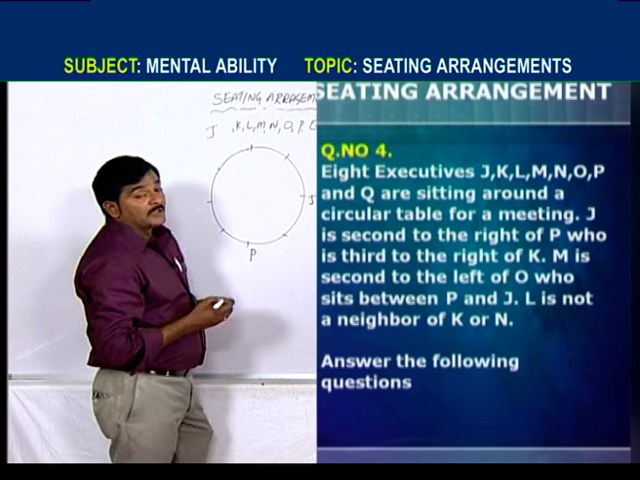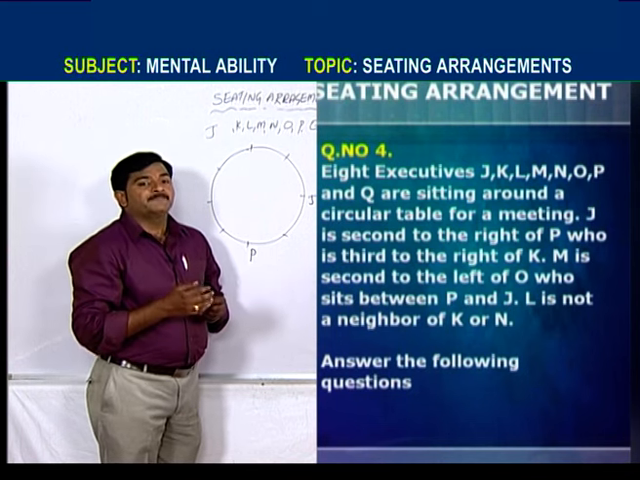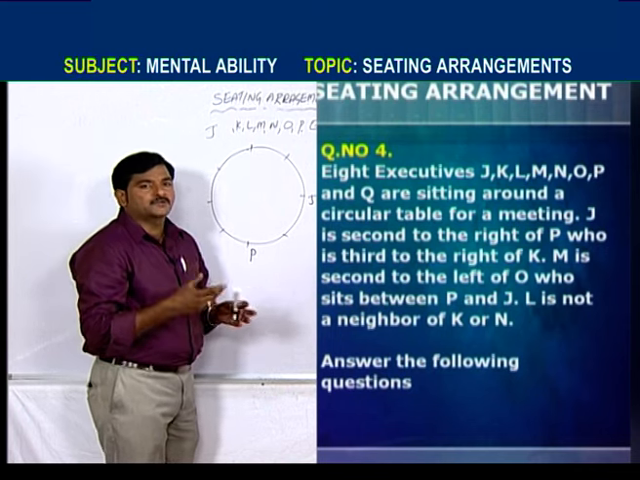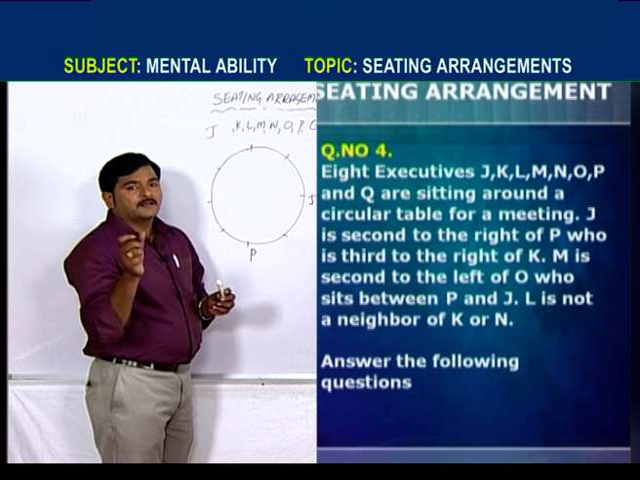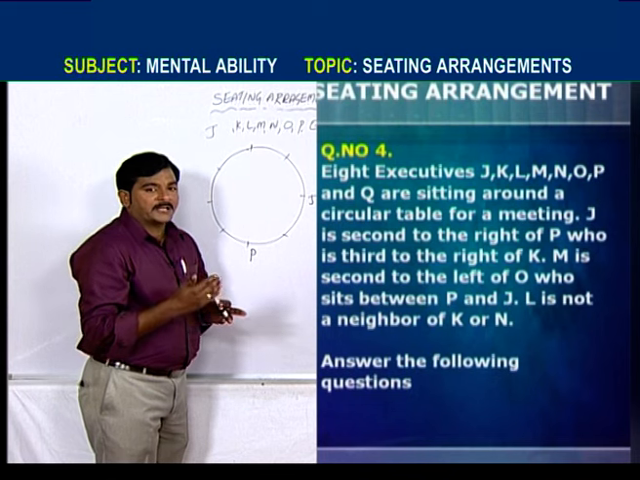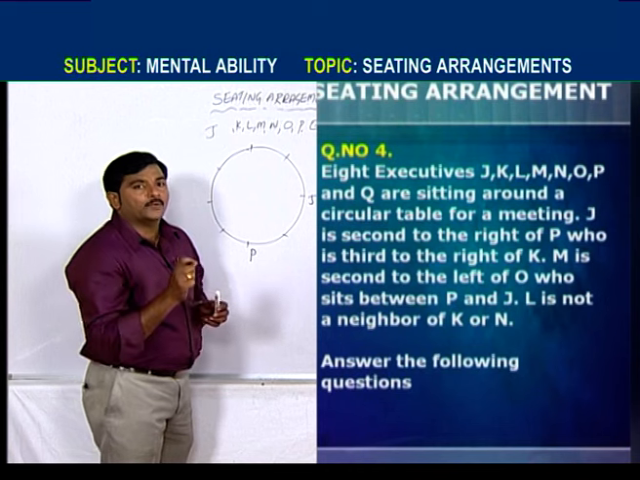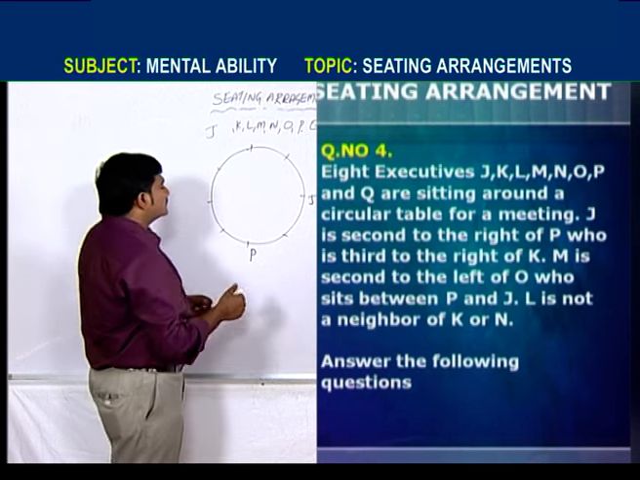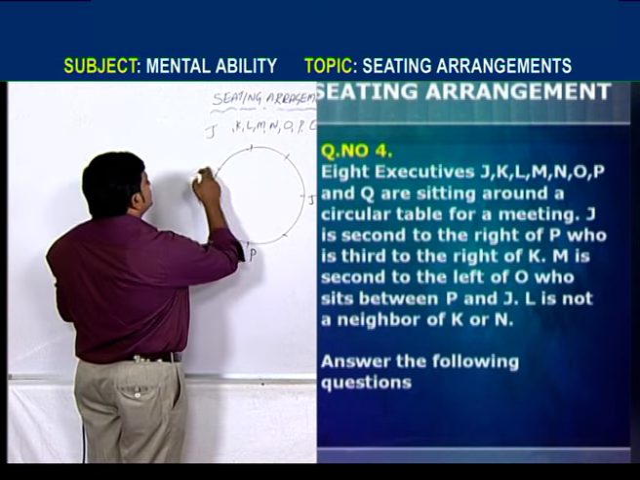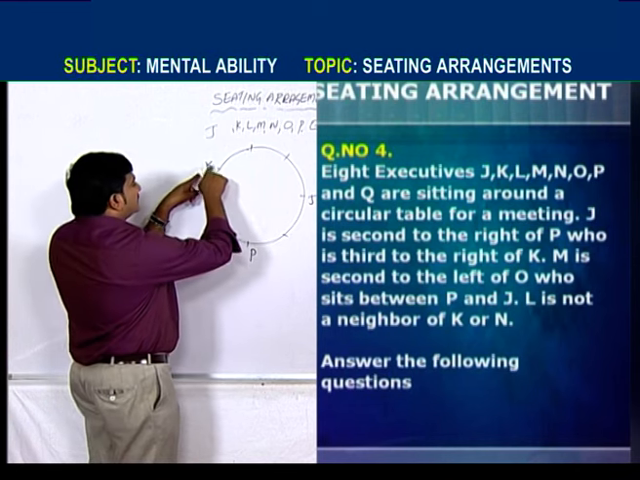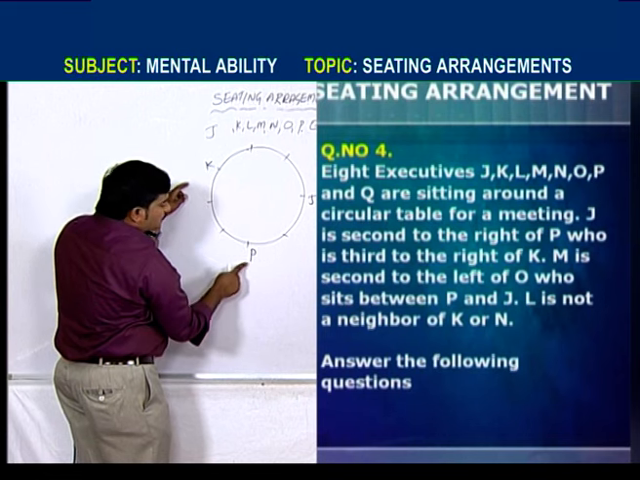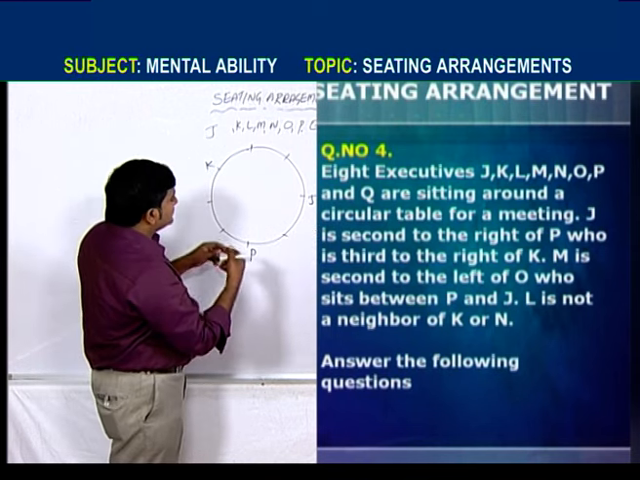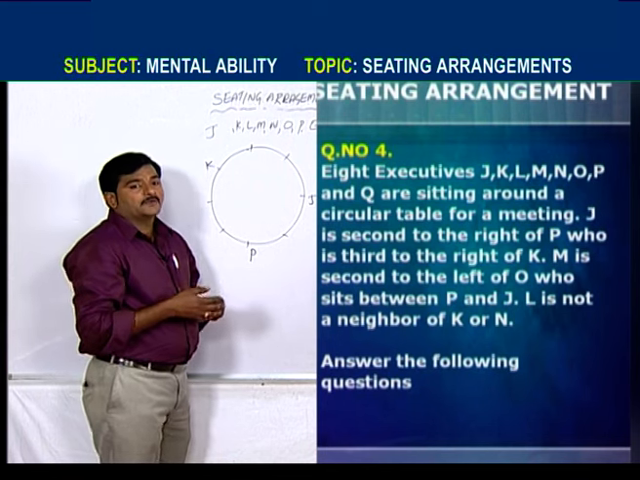We know that already. Now, next condition: who is third to the right of K? Who will come here, is it J or P? Read the concept once again. J is second to the right of P. Who is third to the right of K? Here, obviously he is talking about P. This P is third to the right of K. So this position must be K's position, and think that K is facing towards the center. From K, the third position is P's position, and J is second to the right of P. Hence, from the first conclusion, we are arranging three objects: P, J and K. Now we will discuss further concepts.